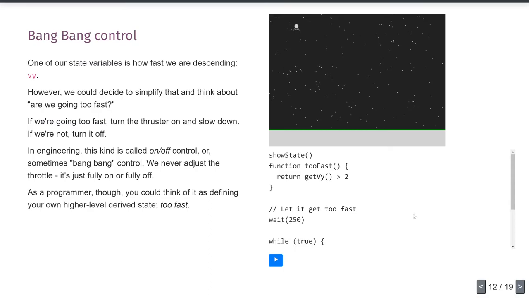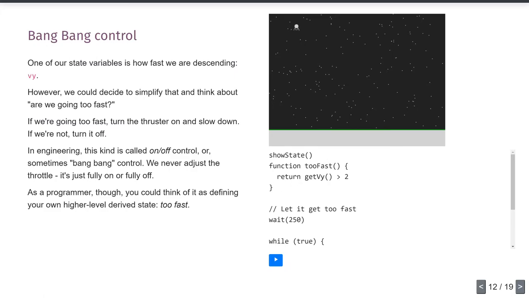If I'm going too fast, slow myself down. If I'm not going too fast, turn the thruster off. We are just going to have that thruster on full or off. We're not going to worry about what the proportion is. And so this is called on-off control, or sometimes bang-bang control, because you're going to the two extremes of your control system. It's on or it's off.